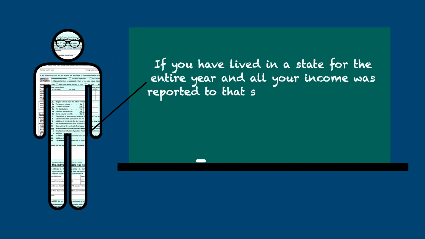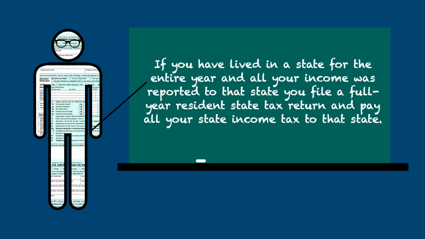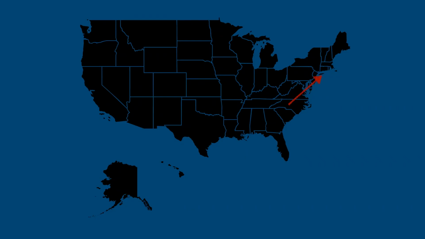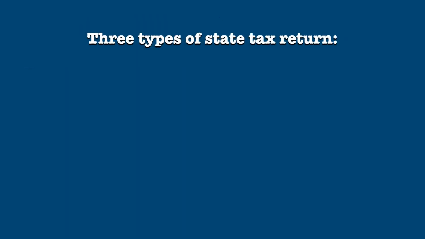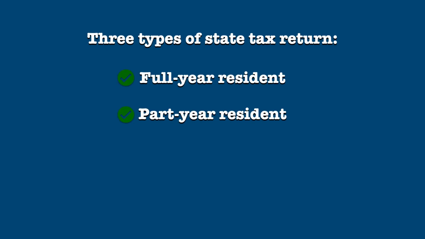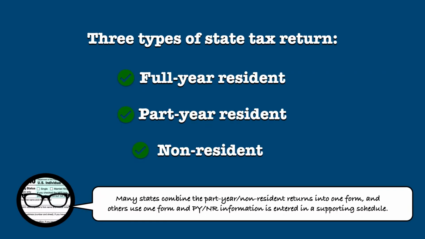If you've lived in a state for the entire year and all your income was reported to that state, you file a full year resident state tax return and pay all of your state income tax to that state. But what if you move from one state to another? In this situation, you may have to file multiple state tax returns to make sure you pay the correct tax to the correct state. Most states that have income taxes have three types of returns: full year resident, part year resident, and non-resident. You file a part-year resident return if you lived in 2 or more states.